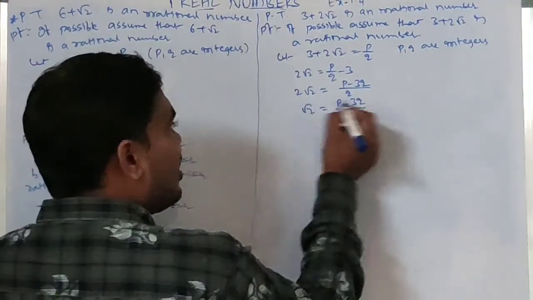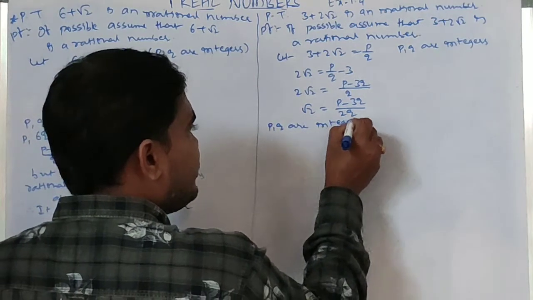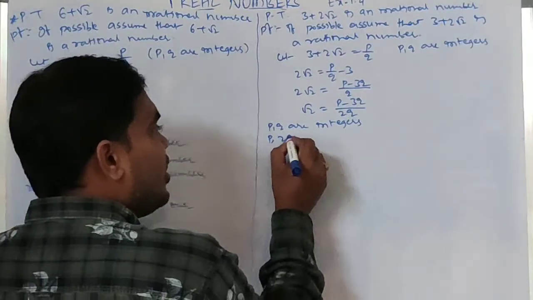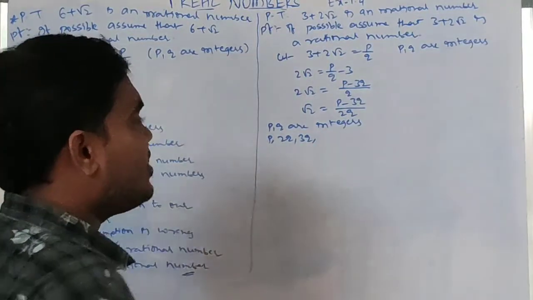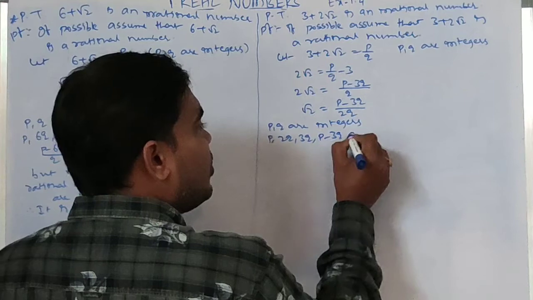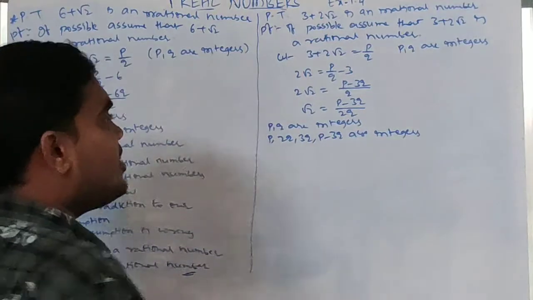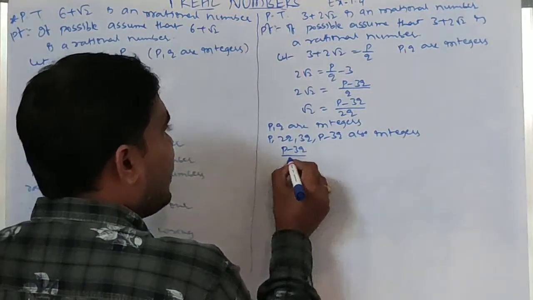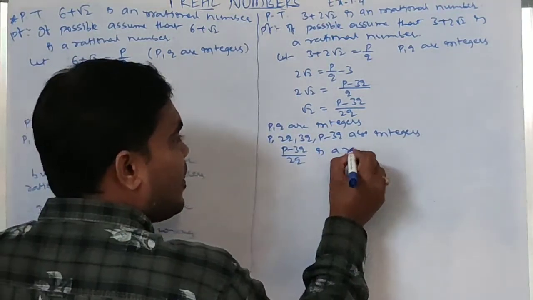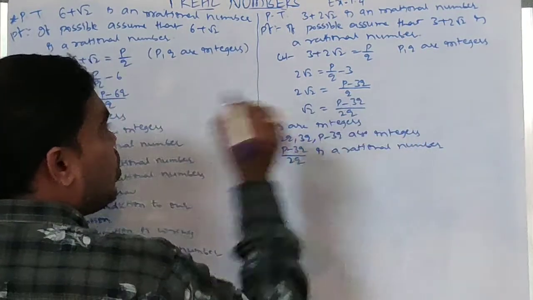So this one and this one are equal. P, q are integers. If q is an integer, 3q and 2q are also integers. If p and 3q are integers, p minus 3q is also an integer. If all these are integers, (p minus 3q) by 2q is integer by integer, and integer by integer is a rational number. But this is equal to root 2.